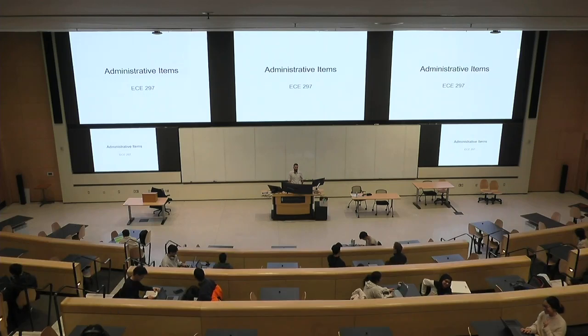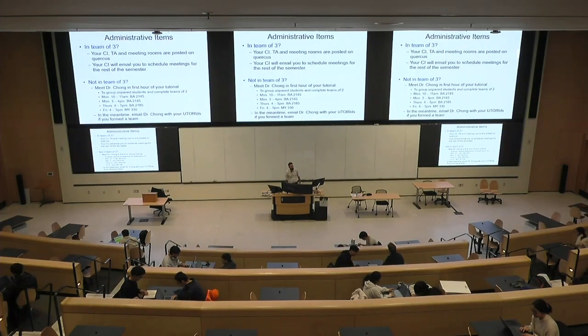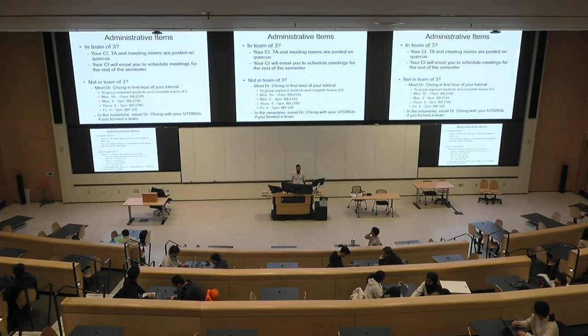Before we start, I have a few administrative items to go over just to make everything smooth with the course. If you are in a team of 3, that's great. Your CI/TA meeting rooms are all posted now on Quarkus. You should be able to find them there. Your CI will email you this week, if they haven't already, to schedule meetings for the rest of the semester. So you won't be meeting the CI this week, but expect an email from them. For the lab rooms, you should know your assigned TA on the Quarkus, and then go to the lab room that's also assigned for you.